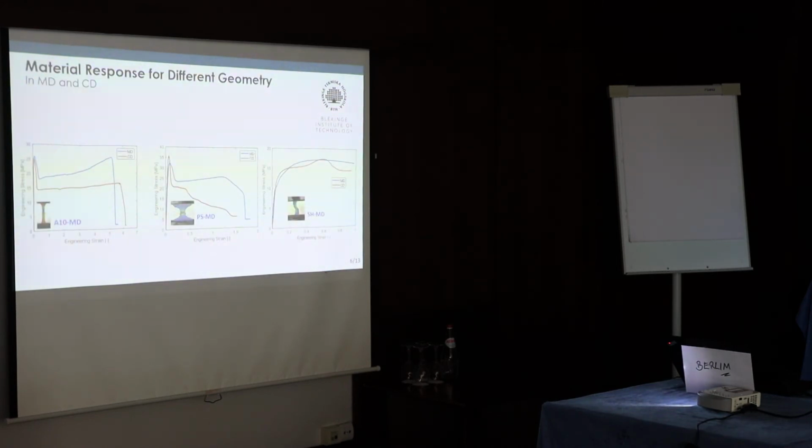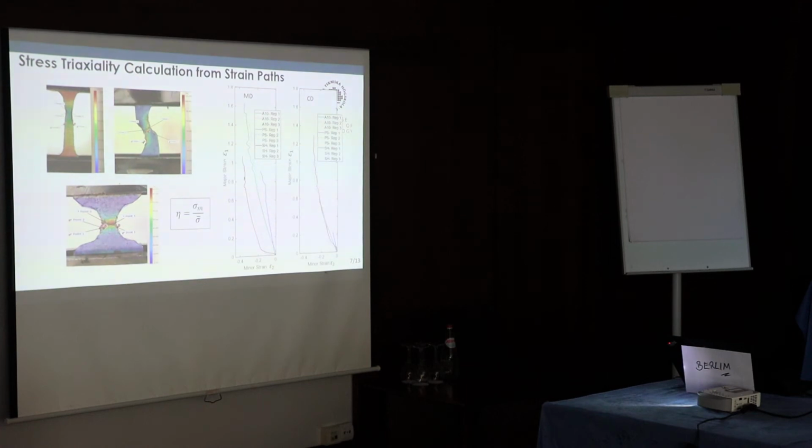So this is the response in machine and cross direction. We can see they are different in three different geometries. What is important then is to look at the strain path into major and minor stress. If we look at the strain path at the beginning, they behave as we expect. Maybe it's not obvious, but I will come to that point.